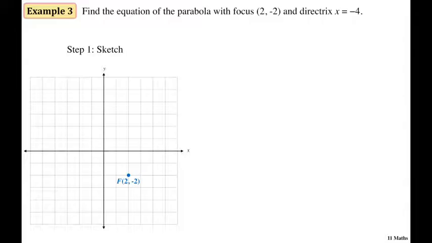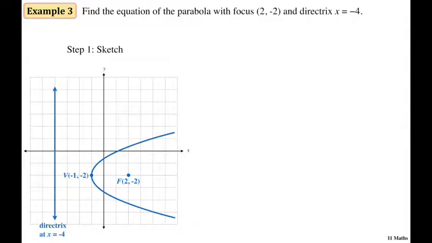Now x equals minus 4 passes through the x-axis at minus 4, which makes it a vertical line. So when I'm looking for my vertex, it'll be between the focus and that line, and halfway between would be about there. So that point there would be the point (minus 1, minus 2), and the parabola must therefore open to the right. My value of a is the distance from the vertex to the focus, which is 3. And h, k we can know comes from the vertex, so h is minus 1 and k is minus 2.